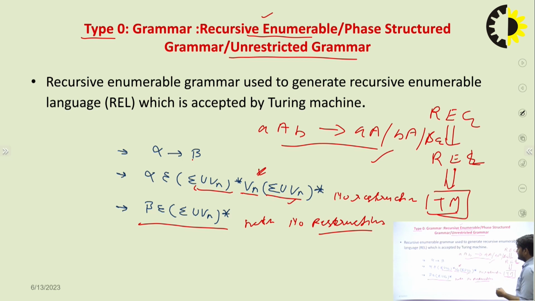That is a very complex grammar. This type of grammar generates very complex languages. It is a simple grammar, but it generates complex languages, and the complex language is accepted by the Turing machine. The grammar is easy, but the language generated is very complex. Highly complex languages are accepted by the Turing machine.